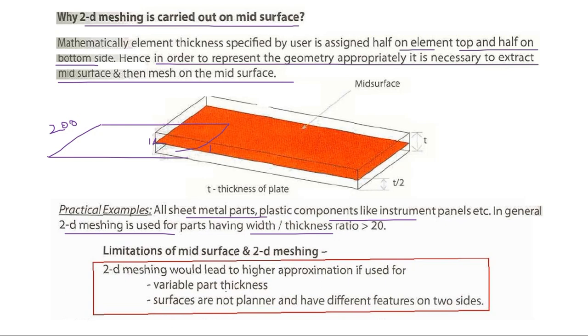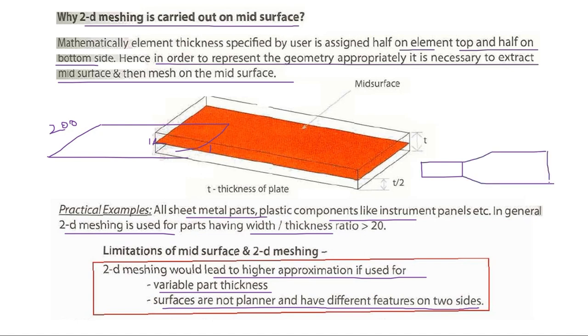Limitations of mid-surface 2D meshing. 2D meshing will lead to higher approximation if the part thickness is variable, or if surfaces are not planar, or have different features on two sides. Suppose the thickness, sometimes the plate thickness we have is like this also.